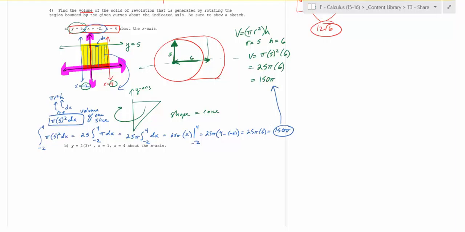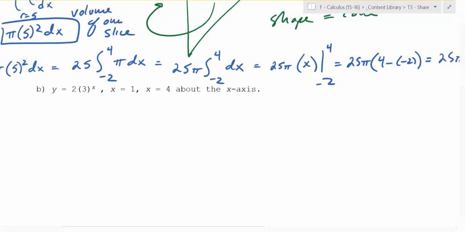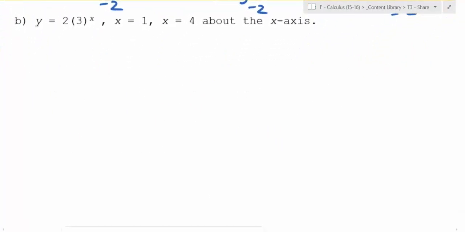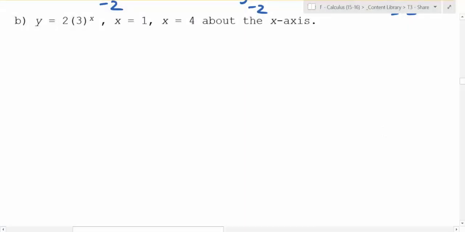Are some rotational solids relatively straightforward? Yes. Are others not? That's correct. So, a straightforward function. Let's do this one right here. It says y equals 2 times 3 to the x, x equals 1, x equals 4. Everybody stand up. I'm going to do this one out. Actually, I'm going to run and see if I can get the charger before it dies.